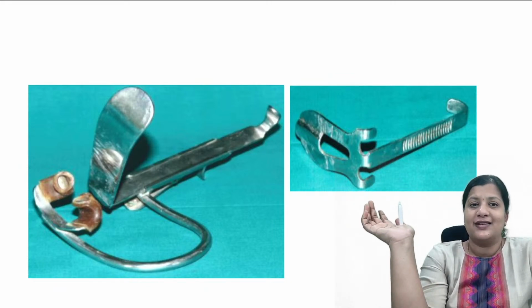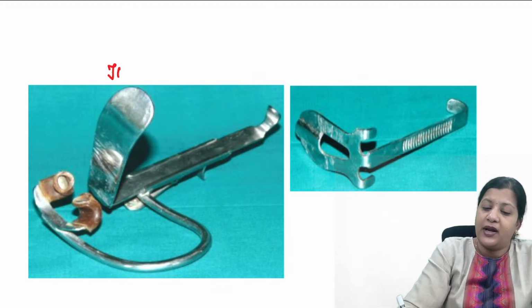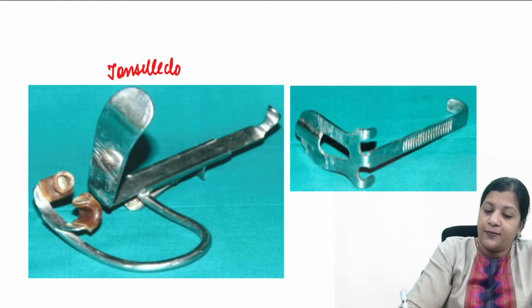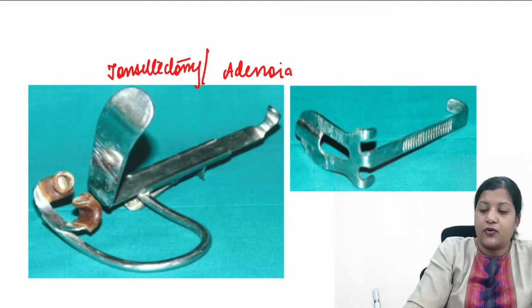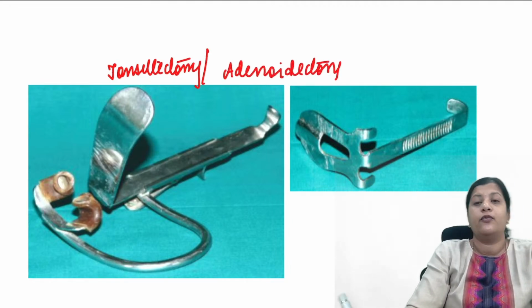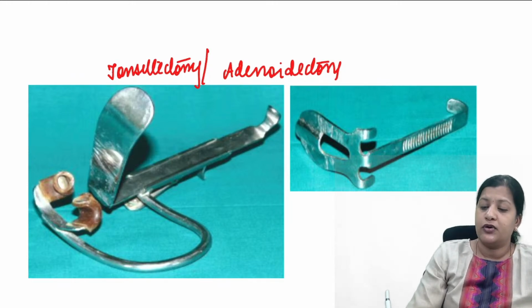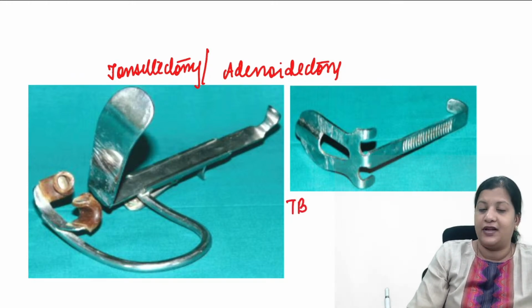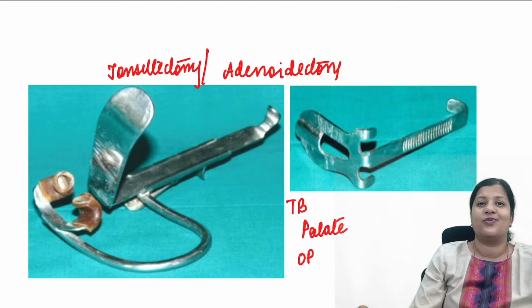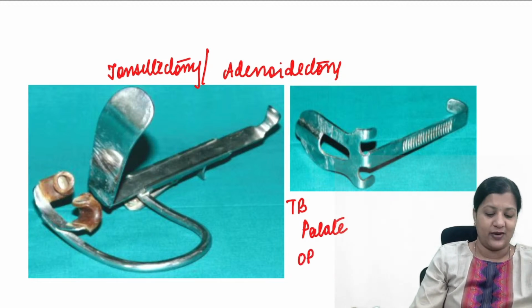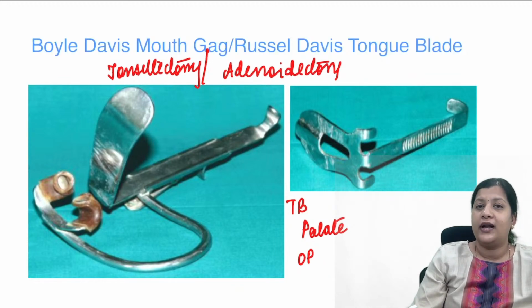Now let us look at this instrument. Can you tell me what is this instrument? This is used for performing tonsillectomy most commonly. This can be used for performing even adenoidectomy, because if we are going transoral and doing the adenoid removal, then we require this. We can also use this for any procedure of the tongue base, of the palate, of the oropharynx. We use this instrument. So can you tell me what is the name of this instrument? Anybody? So this is your Boyle-Davis mouth gag and this is the Russell-Davis tongue blade.